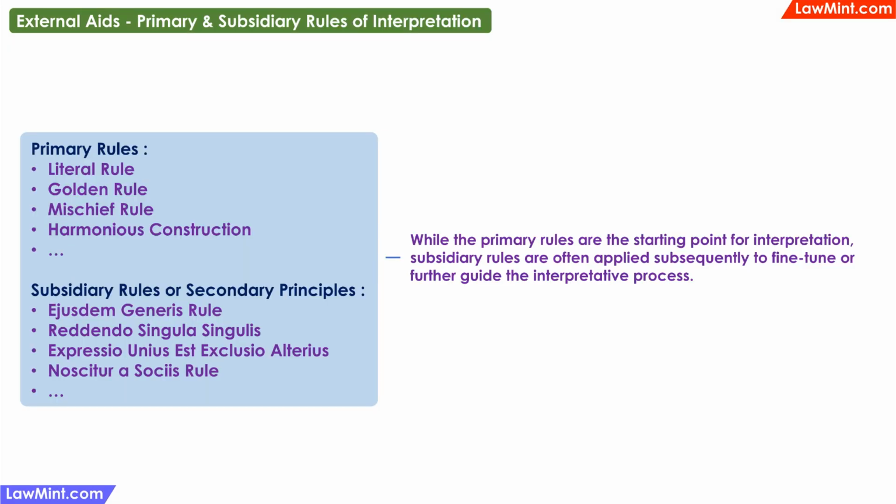And then we have the rules of interpretation of statutes. These are the primary rules such as the literal rule, the golden rule, the mischief rule, and the subsidiary or the secondary rules such as the ejusdem generis rule, reddendo singula singulis. While interpreting statutes, the courts will start with the primary rules and then apply the secondary rules to fine-tune the interpretation. We will discuss all of these primary and secondary rules in detail in the other videos in this series.